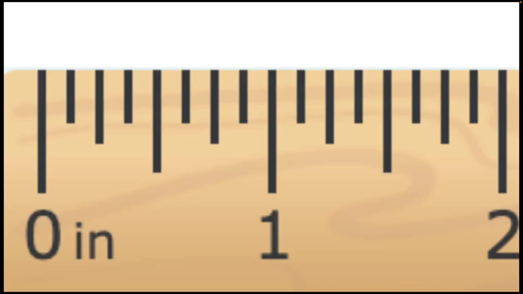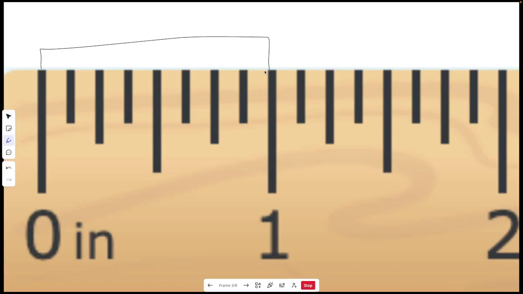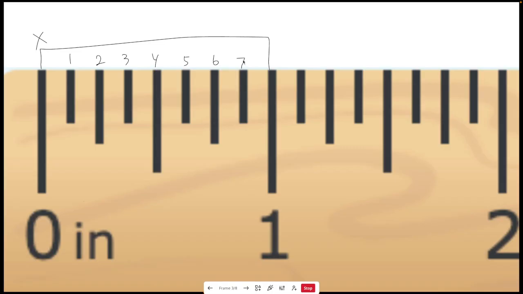Now, I've zoomed in a little bit here because I want to look at these markings. There are a bunch of markings here, and each marking means something. The way you start is you look at, between 0 and 1, how many markings or tick marks are there? You do not count the starting number. So this is 1, 2, 3, 4, 5, 6, 7, and then this is obviously 8.